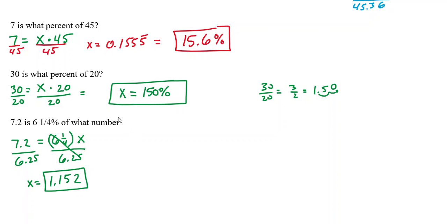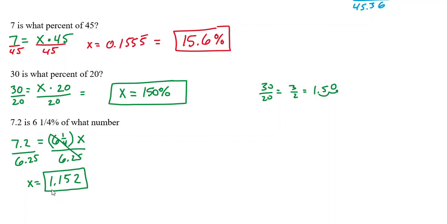Let's see if this makes sense. 7.2 is 6 1/4% of what number? So 6 1/4% would be a very small amount. So 7.2 is a small amount of my number. And my number, I say, is even smaller, 1.152. So I did something wrong here. Hopefully you can see that I did something wrong here.